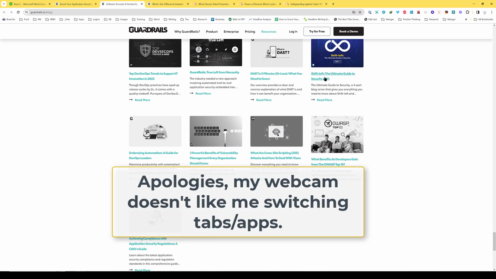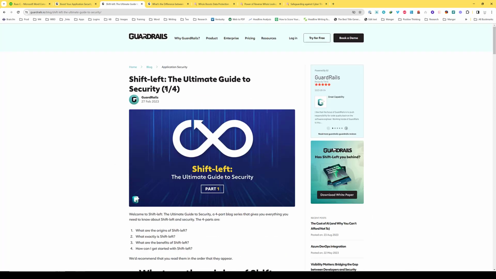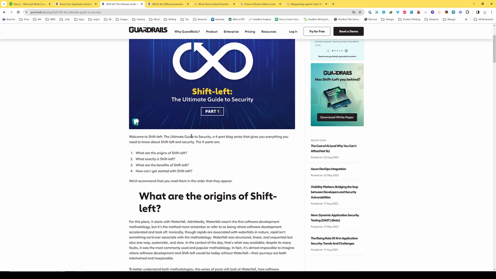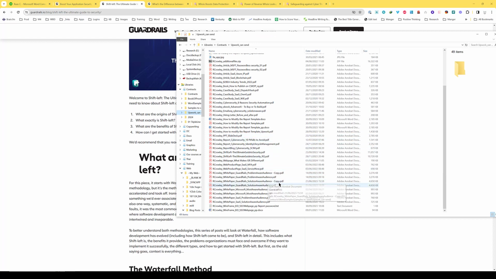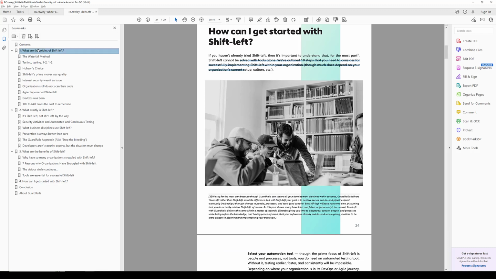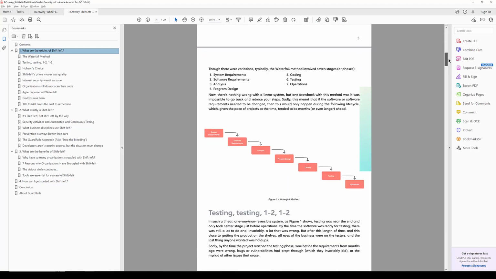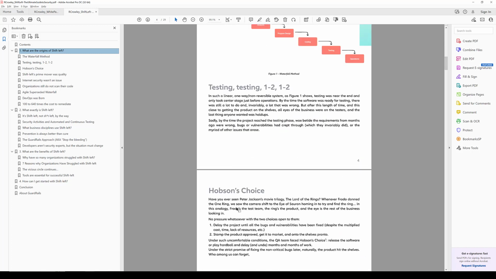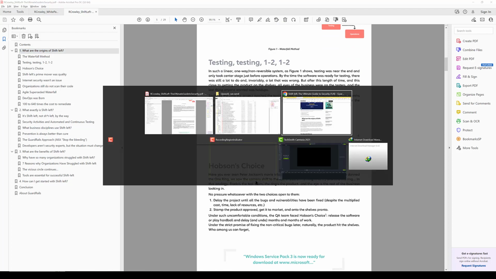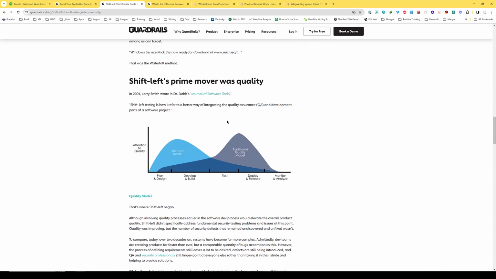Here's one of the blog posts, Shift Left, the Ultimate Guide to Security. This is 1 of 4 blog posts. It was a big piece that I wrote for them. And if I just switch over to Explorer, here you can see this is the What Are the Origins of Shift Left. As I say, it was a 4-part series, and we published those 4 blog posts and then put it into this lead magnet here. Let me flick back: waterfall, testing, Hobson's choice, etc.